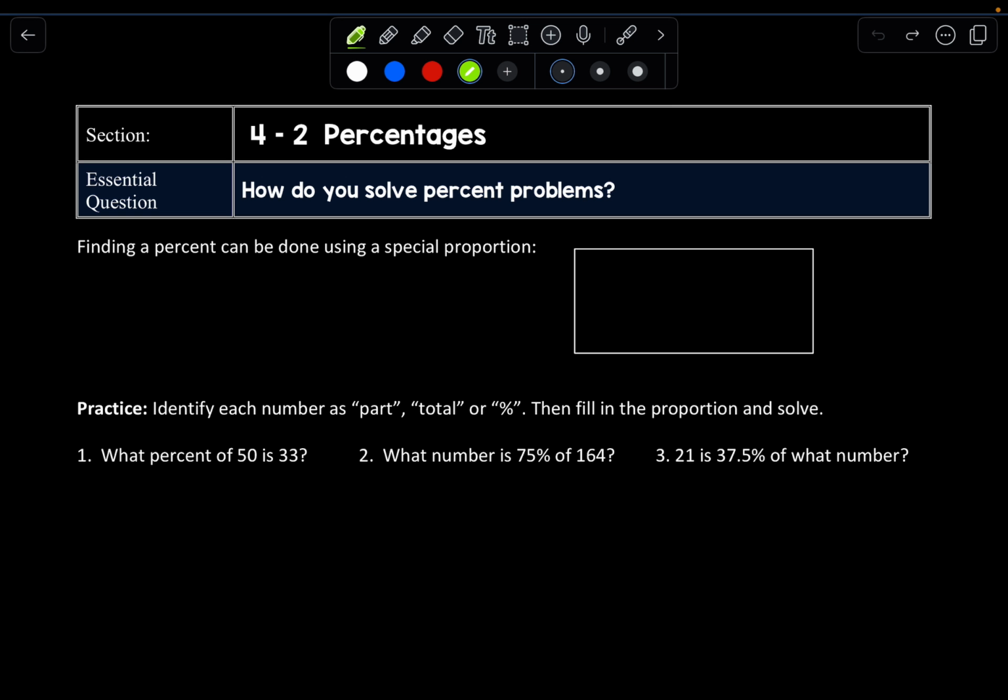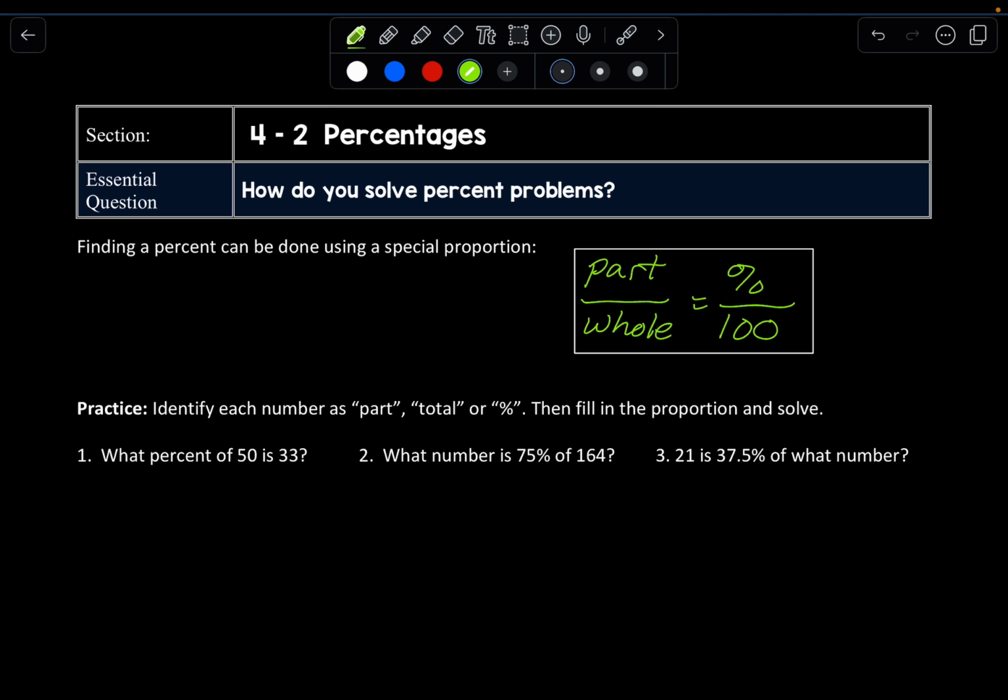We want some part out of a whole, and that's going to correspond to some percentage out of 100. So when we're talking about percentages, we're talking about how some number relates to 100. The hardest thing on this is knowing what numbers go where.